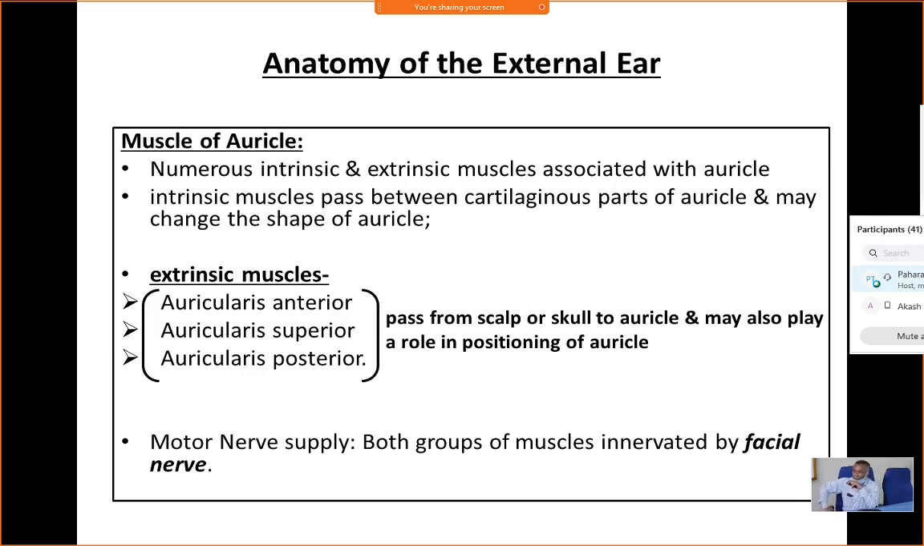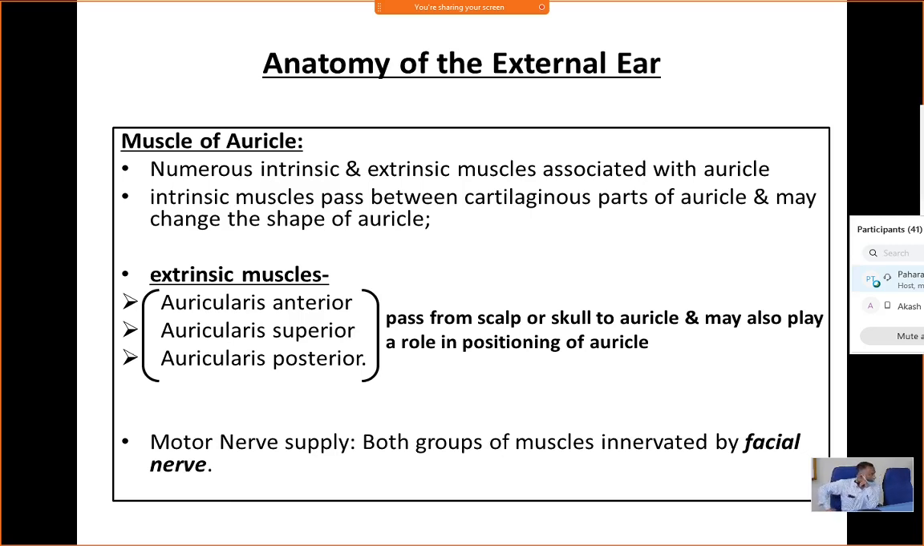When the tone of these muscles becomes less, what will happen? The auricle hangs downwards. So in old age, the pinna or auricle hangs slightly downwards because of the decreased tone of the muscles.